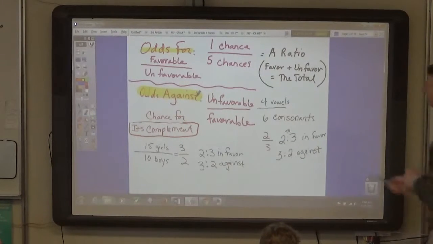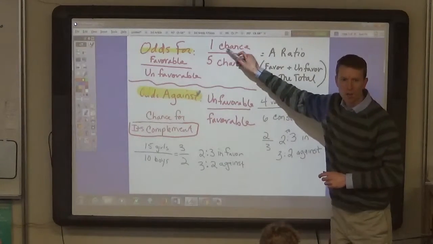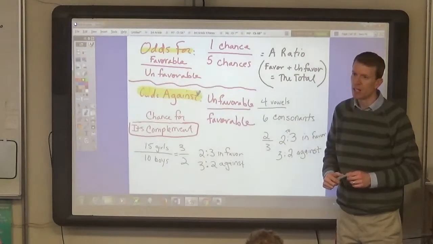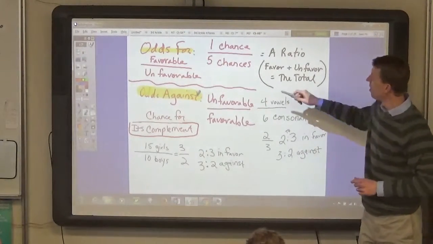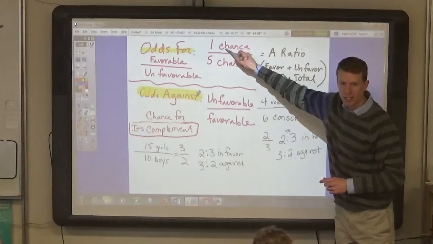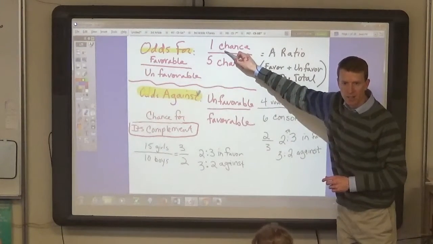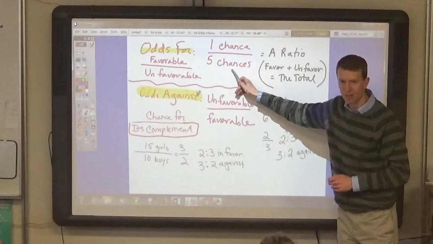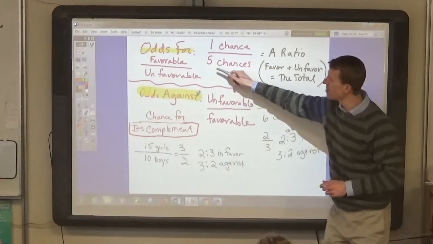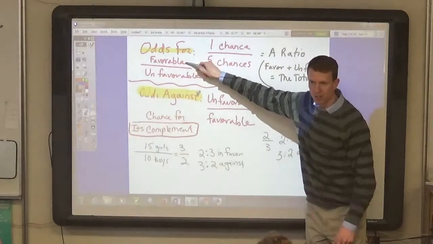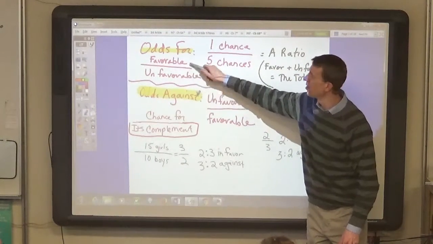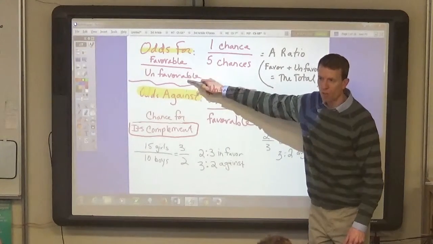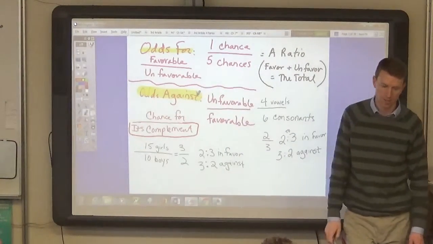But if you have to write a ratio of the odds for something happening, then you're writing a ratio of the chances that it will happen over the chances that it won't happen. The odds in favor over the chances against, the favorable chances over the unfavorable chances.